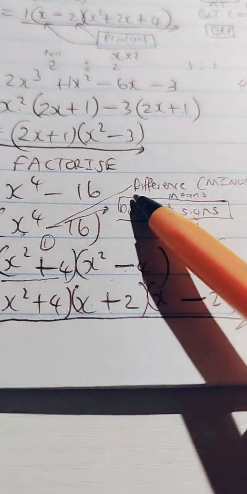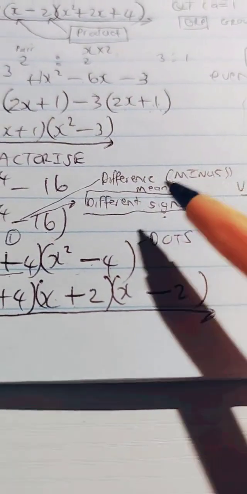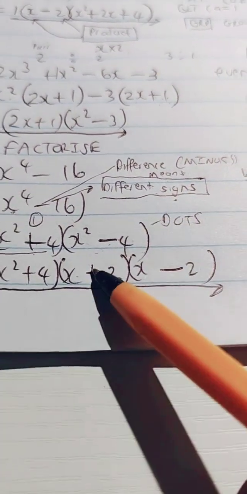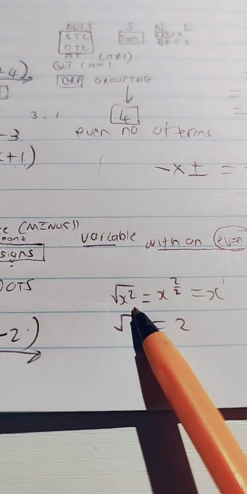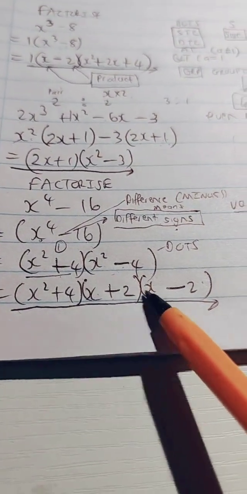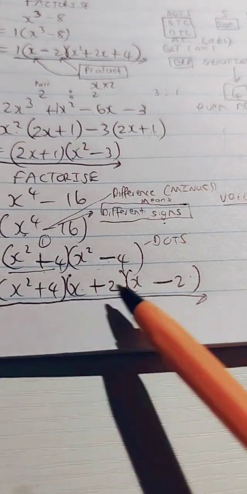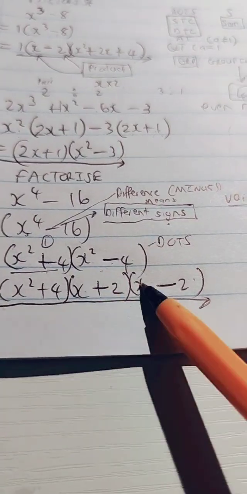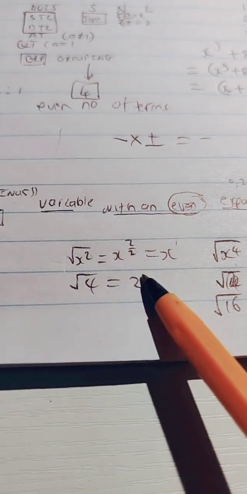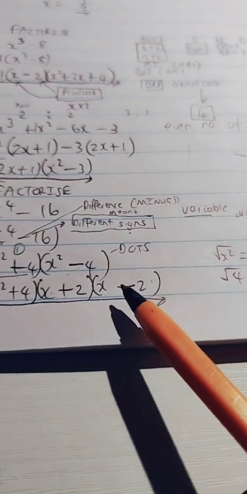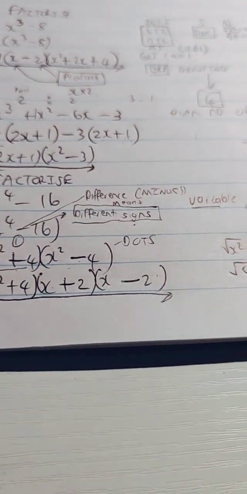Why? Because difference, the minus sign means different signs. Plus, minus. Then take the square root of x squared. What does that give us? An x. So that means we write x and x in each bracket as our first term, because x times x gives us back x squared. Then, what is the square root of 4? We get 2. Therefore, we write 2 and 2.